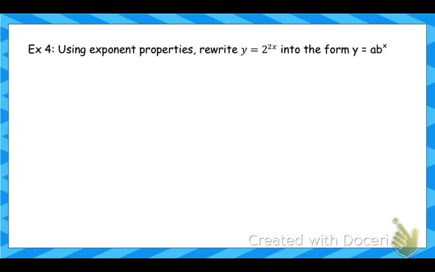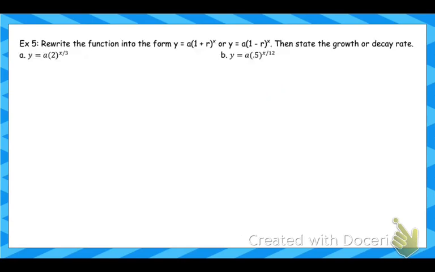So what we're going to do is we're going to rewrite this function. So 2 to the 2x, I want to rewrite it into the form a times b to the x. Well, how I can do that is using exponent properties. If 2 and x are multiplied together in the exponent, that means you have a power to a power. So 2 to the second to the x power is the same thing. Well, 2 to the second power is just 4. So 2 to the 2x is the same thing as just y equals 4 to the x. That's another way to write that out. So we're going to use that concept to rewrite some of these problems.